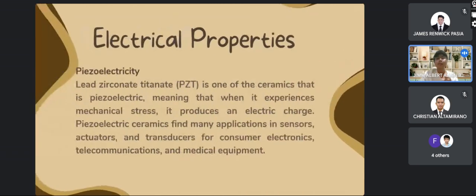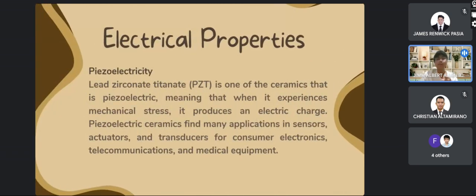Next, some ceramics, however, exhibit fascinating properties when exposed to mechanical stress. This leads us to piezoelectricity. Among certain ceramics, lead zirconate titanate stands out for its piezoelectric properties, generating electric charge under mechanical stress. This attribute is widely used in consumer electronics, telecommunications, and medical equipment for sensors, actuators, and transducers. Next.